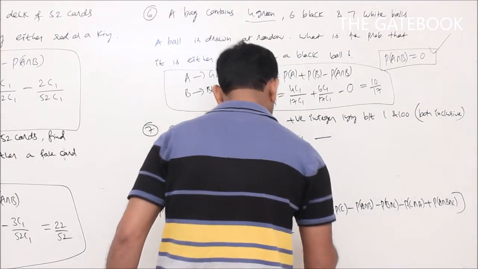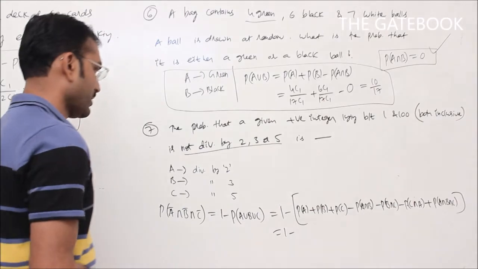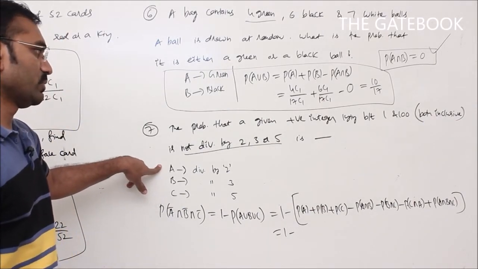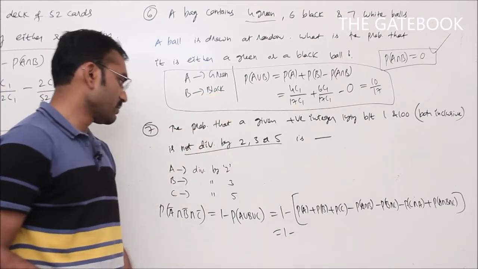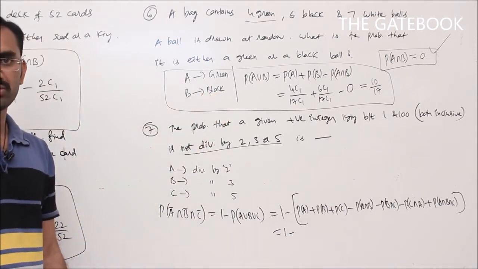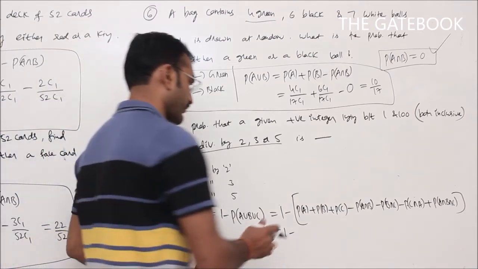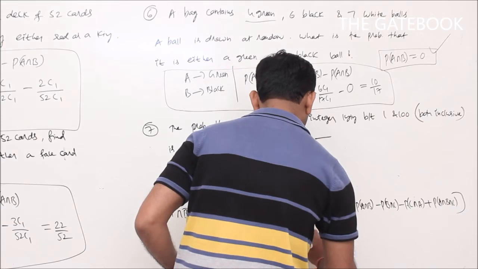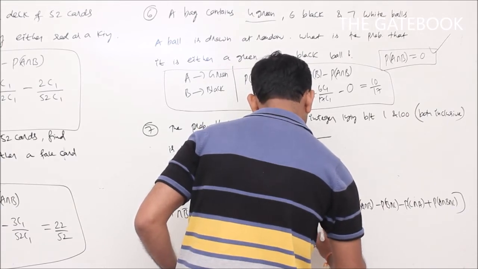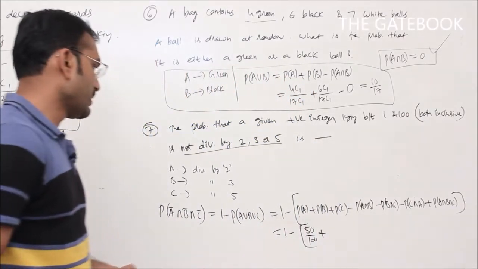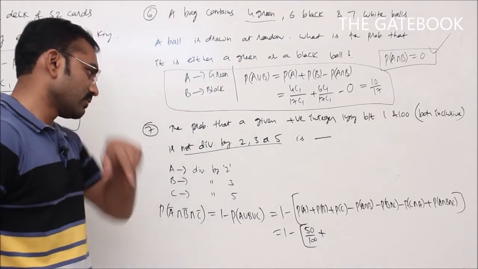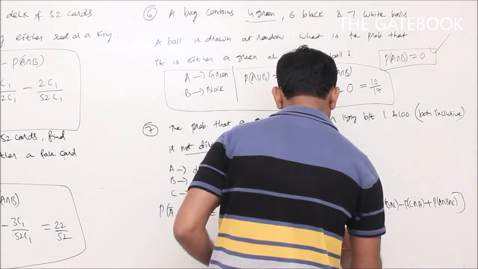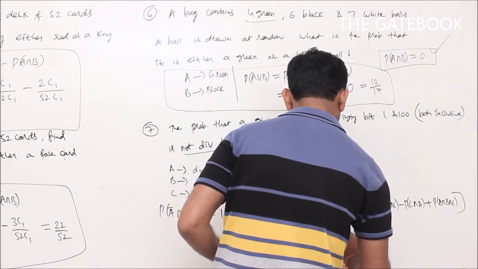So 1 minus P of A, where A represents the probability of a number divisible by 2, from 1 to 100 both inclusive. How many numbers are there which are divisible by 2? Divisible by 2 means there exist 50 numbers from 1 to 100 both inclusive. So 50 by 100, plus numbers divisible by 3. From 1 to 100 both inclusive, there are totally 33 numbers divisible by 3. So we will get 33 by 100.